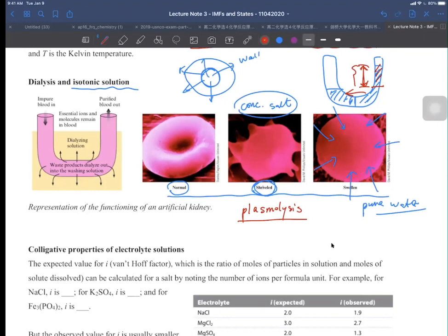There is something I think you guys can read by yourself. Dialysis. This is very commonly used, I think in the hospital, for people who have issues with the kidney, right? You guys can do some self-study. This is just an application of osmosis. It's like an artificial kidney. So we'll skip this part.